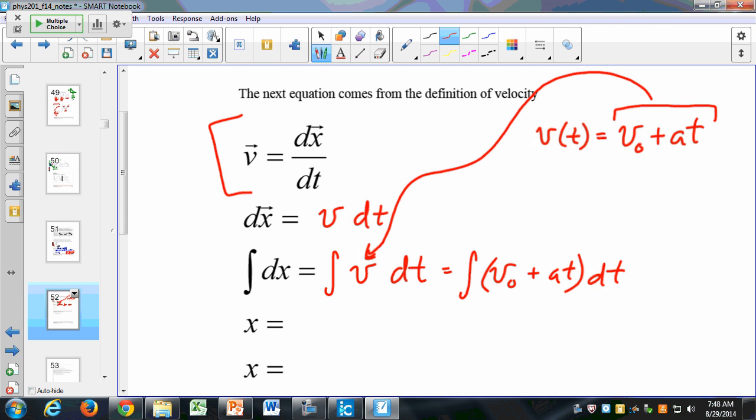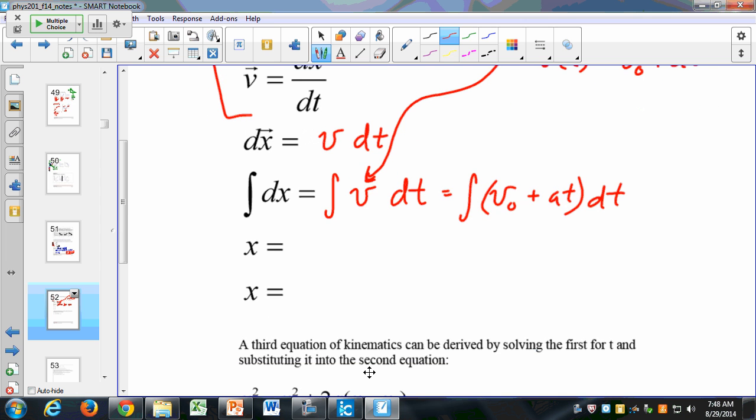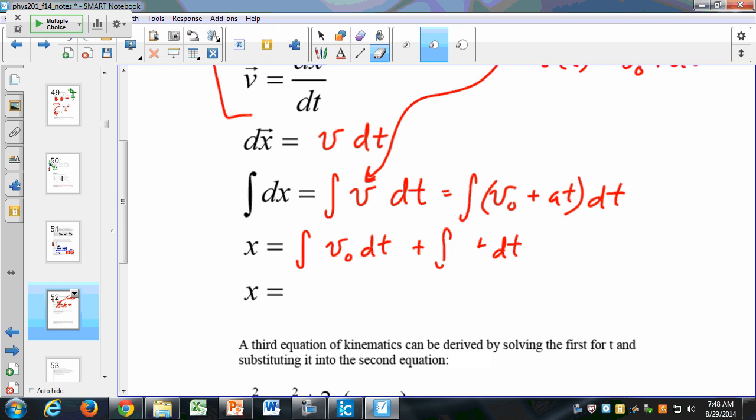Am I losing y'all on this? Y'all are okay? Okay, good. So when I take this integral, I can distribute it out and it'll look like this. Integral of v naught dt plus the integral of at dt. And actually I can take that a, because I know that it's constant, and put it in front there. And then I just do this integral. So it's going to be v naught t. Because v naught is just an initial condition, it doesn't depend upon time, and so I don't have to integrate that. It's just a constant value.